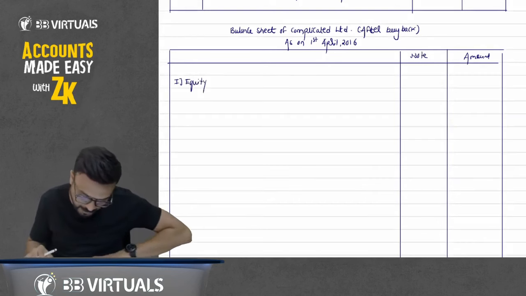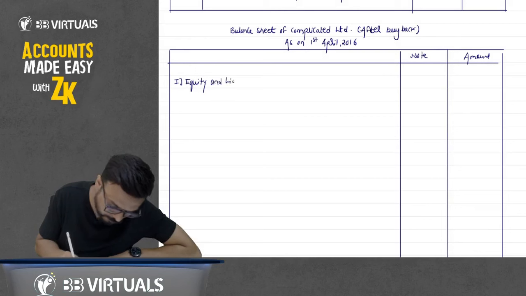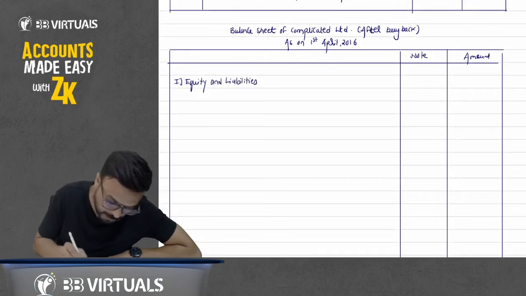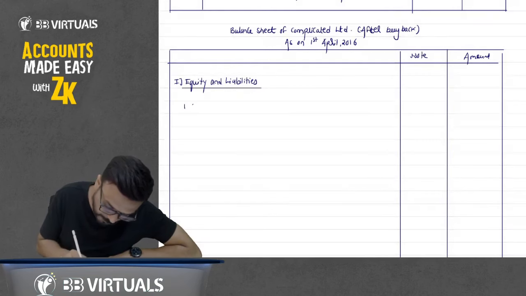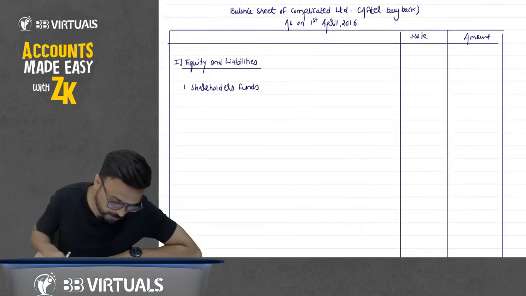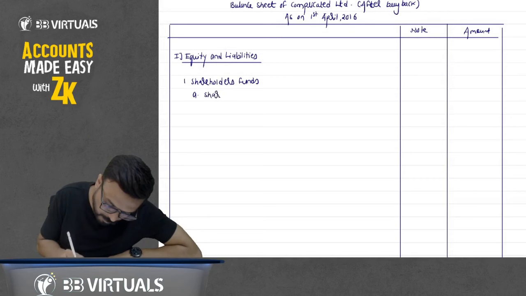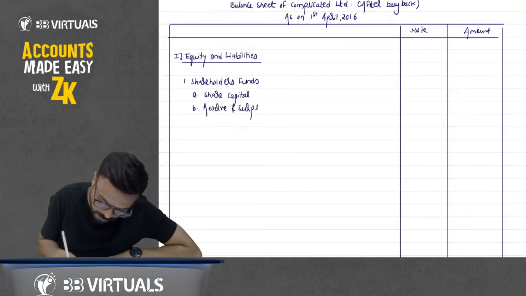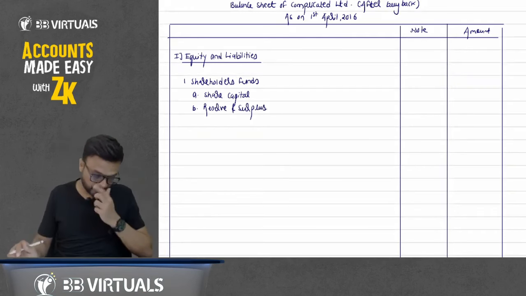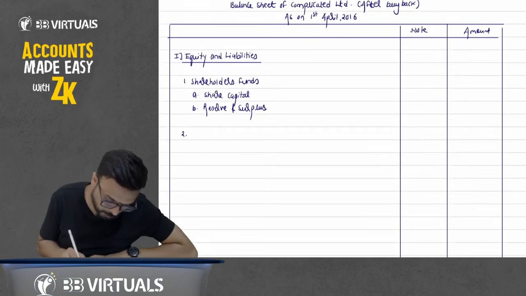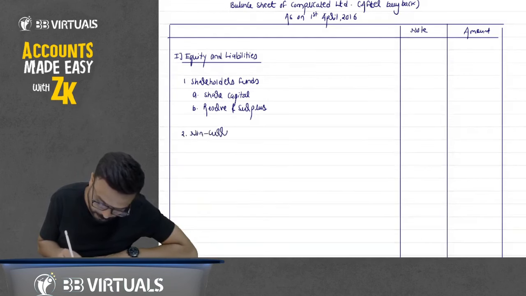equity and liabilities. Point number one, shareholders fund. Under shareholders fund share capital will come, then reserve and surplus. Okay. Now, second point, non-current liability. Under non-current liability, long-term borrowing will come.